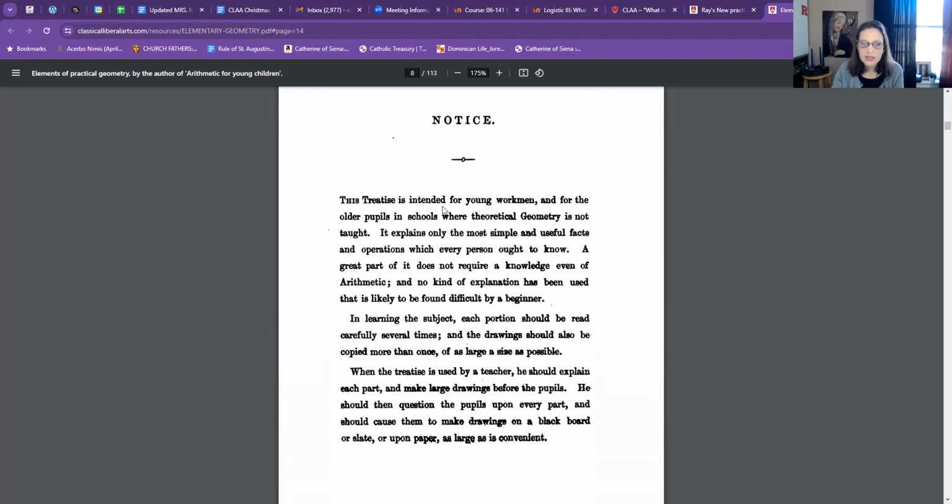Notice: this treatise is intended for young workmen and for the older pupils in schools where theoretical geometry is not taught. It explains only the most simple and useful facts and operations which every person ought to know. So you can see it's an important book. Every person ought to know. A great part of it does not require a knowledge even of arithmetic, and no kind of explanation has been used that is likely to be found difficult by a beginner. Perfect for us, right? So it's all going to be easy for beginners to learn.